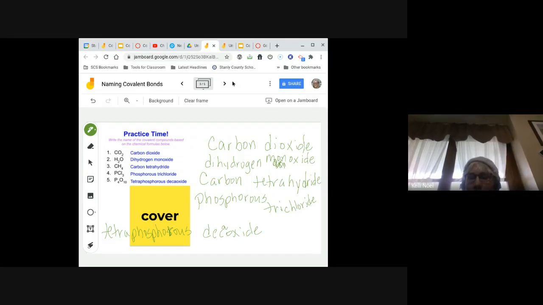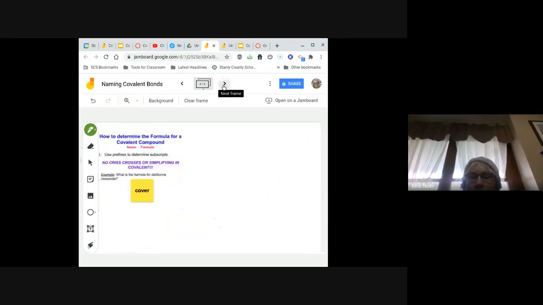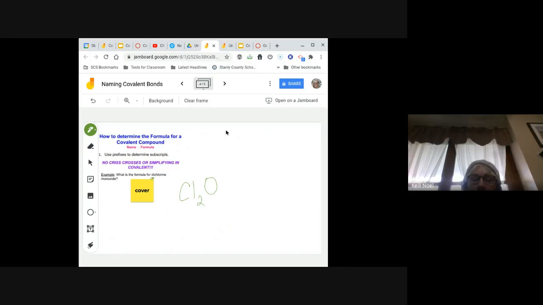So let's go to the next one. This time, if you're given the written out name, it makes writing the formula real simple. If this says dichloride, so I know chloride, or chlorine, is Cl. Di means I'm going to put a 2 there. Monoxide means I'm just going to have an O because mono means 1. So it makes this part real simple. Cl2O.